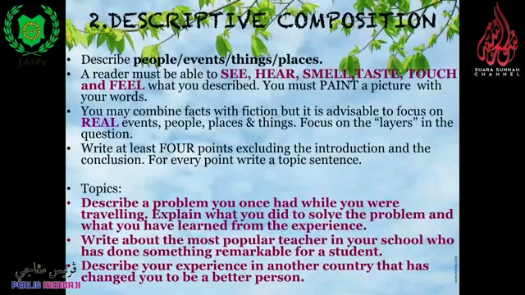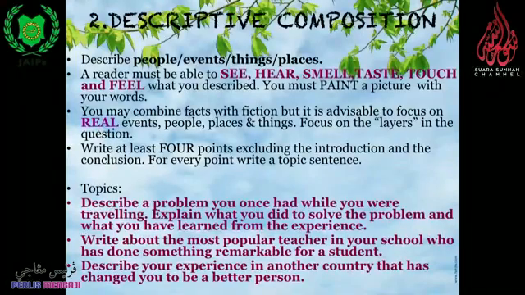Focus on the layers in the question. We will come to that. Write at least 4 points, excluding the introduction and the conclusion. For every point, write a topic sentence. Okay, now look at the topics there.